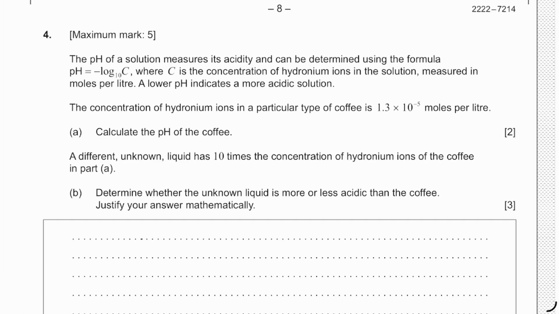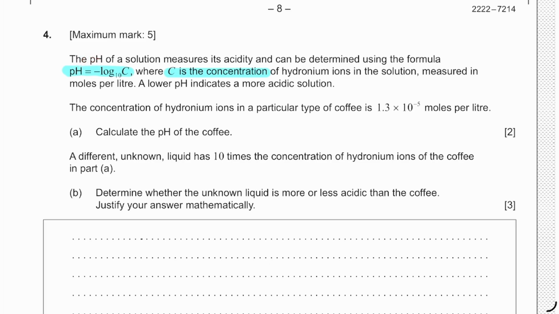Okay, guys. Question number 4 is about functions. It's a classic IB question. You will be given a function and you are asked to find values, right? That's the classic IB question. Okay, let's look at it. The pH of a solution measures acidity and can be determined using a formula. Okay, this is our formula. What is C? C is the concentration and pH is pH, right?